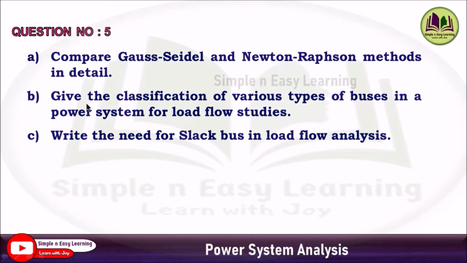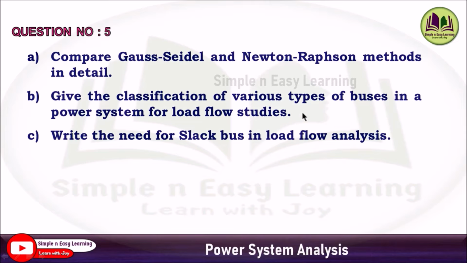And second one, give the classification of various types of buses in the power system for load flow studies. So there are three buses, as you know: slack bus, load bus, and generator bus. And what are the quantities specified and what are the quantities to be obtained, that we need to explain here. And third one, write the need for slack bus in the load flow analysis. So I'll share the link for this also.